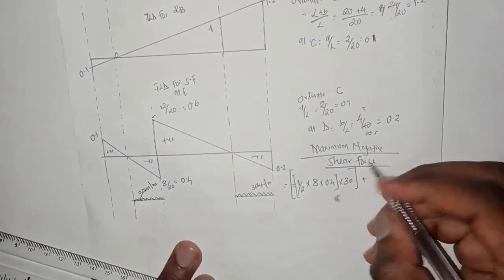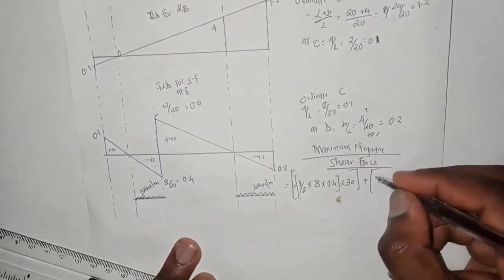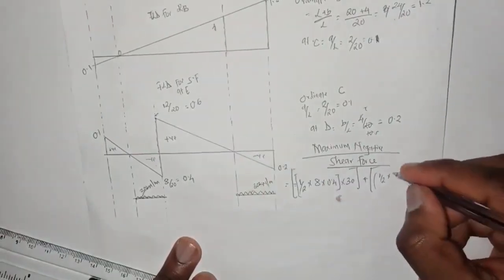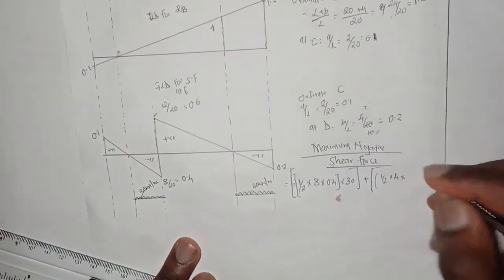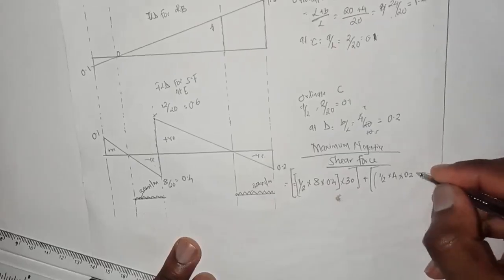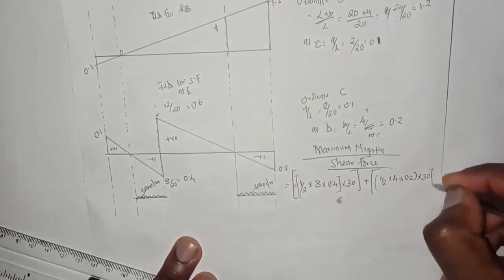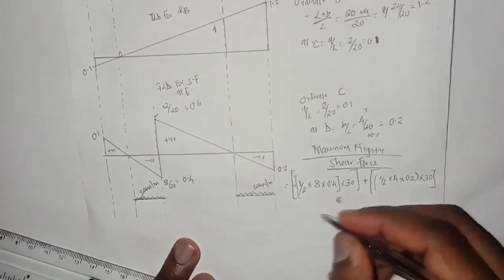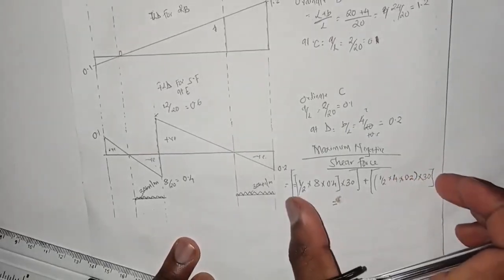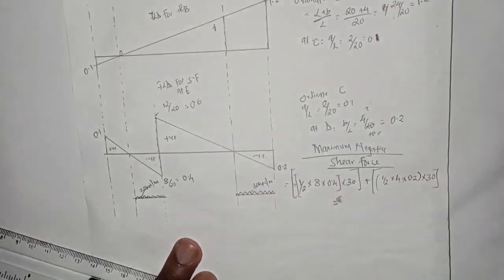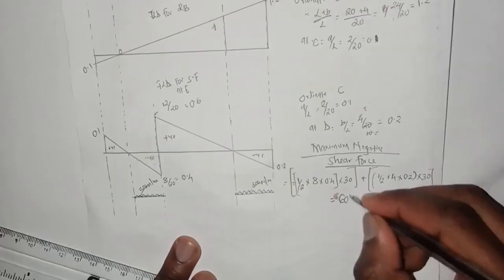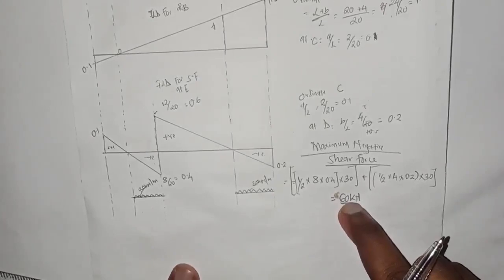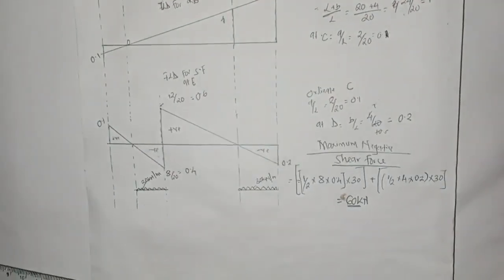Plus a half multiplied by the base, which is 4, multiplied by the height, which is 0.2, multiplied by 30. When you sum up this whole equation, our answer is going to be 60 kilonewtons. This is our maximum negative shear force for this diagram.